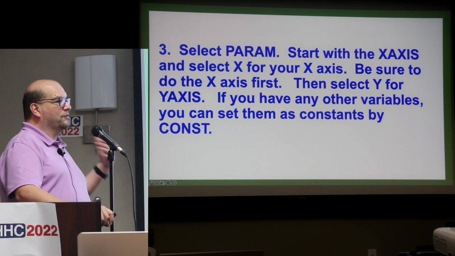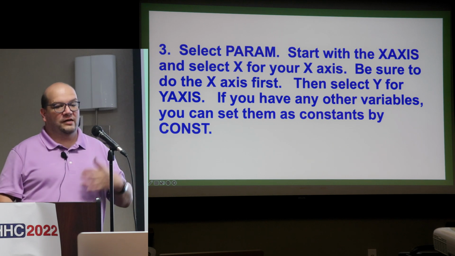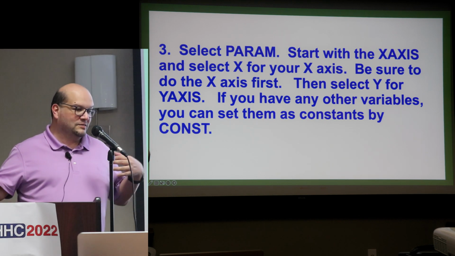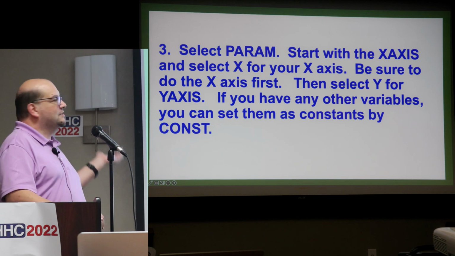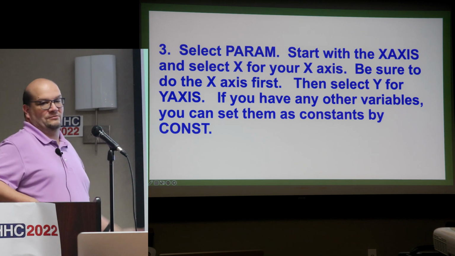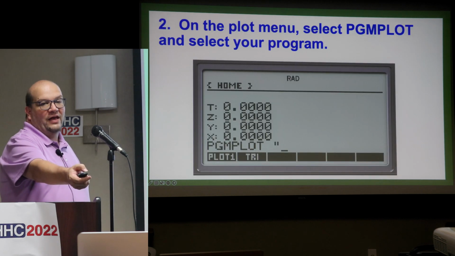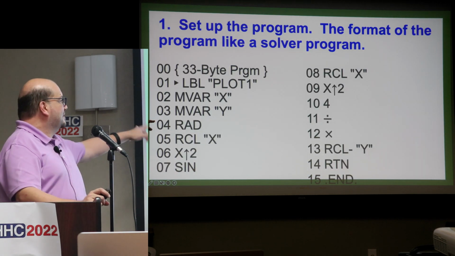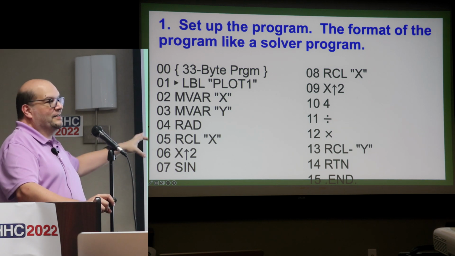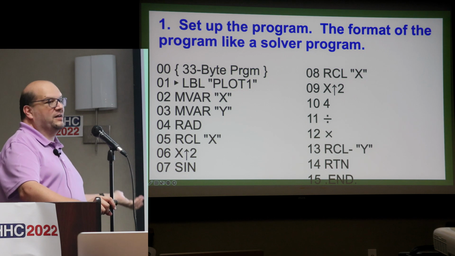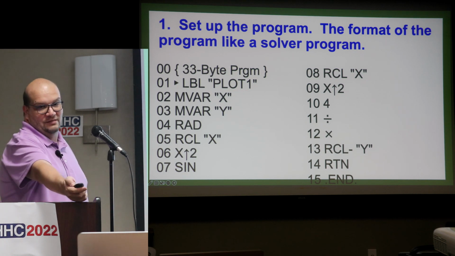Now, if you have any other variables that are not going to be your independent or dependent variables, like a constant, you can set those as constant variables. So back here, if I had, say, an MVAR A, and the equation had a constant A, you can designate that variable as a constant, and you can have as many constants as you want.